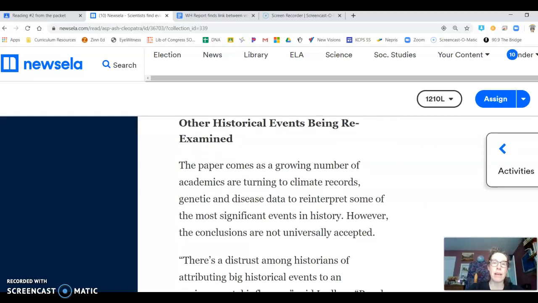Other historical events being re-examined. The paper comes as a growing number of academics are turning to climate records, genetic and disease data to reinterpret some of the most significant events in history. However, the conclusions are not universally accepted.